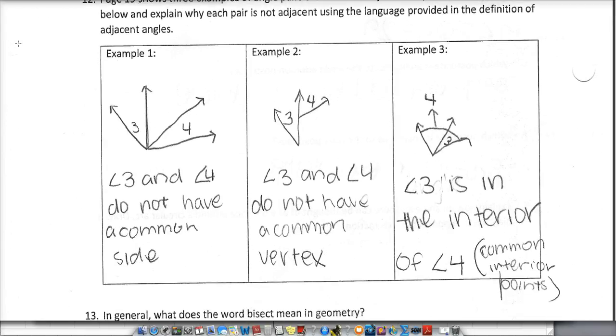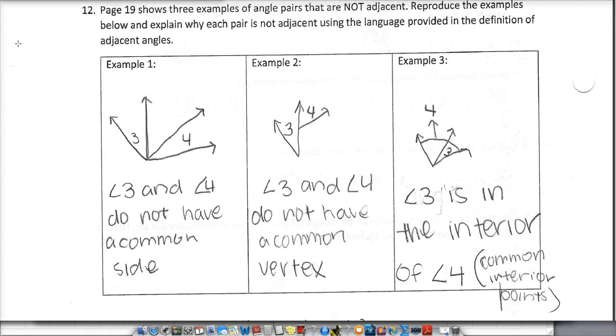Number 12, again, the book had done a pretty good job of explaining what it means for 2 angles to be adjacent, and it laid out some requirements for what would make angles adjacent. And they also provided some counterexamples, or non-examples. So the non-examples are shown here, example 1, 2, and 3. And students had to be clear on which of the conditions were violated by these non-examples. And that wasn't explicitly stated in the book.